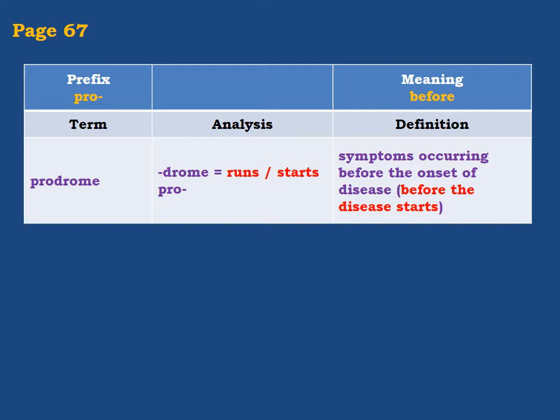The first term we have is prodrome. Drum means runs or starts. The meaning is symptoms occurring before the onset of disease, which means before the disease starts. So some symptoms or signs occur before the disease itself appears, before it starts. We call this thing prodrome.